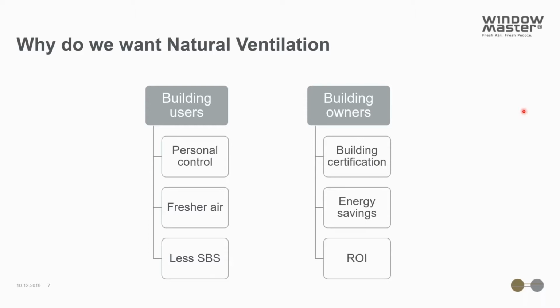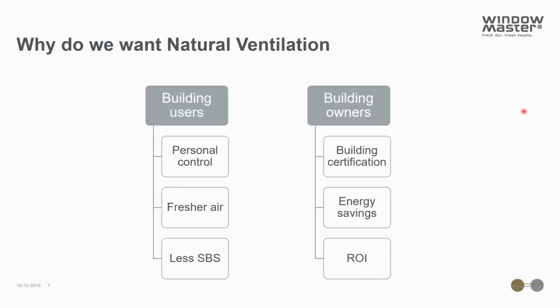For the building owners, natural ventilation can help achieve building certifications. For example, LEED, which I will show an example of later, and in other building certification systems like the Living Building Challenge, operable windows is a must. It can also, of course, help reduce the energy consumption of the building, as natural ventilation requires no fan energy.